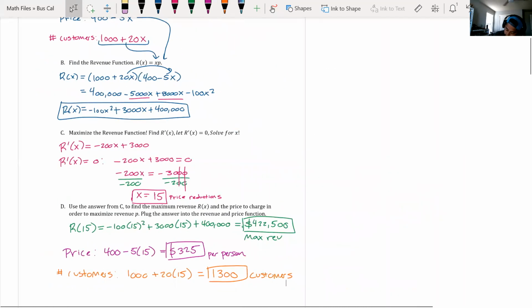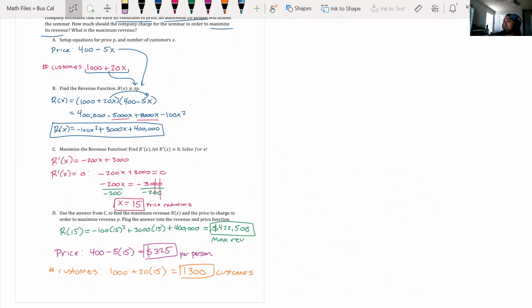Okay. So if we do 15 price reductions and sell the tickets for $325 per person, 1,300 more customers will come and we'll make $422,500 at this seminar.